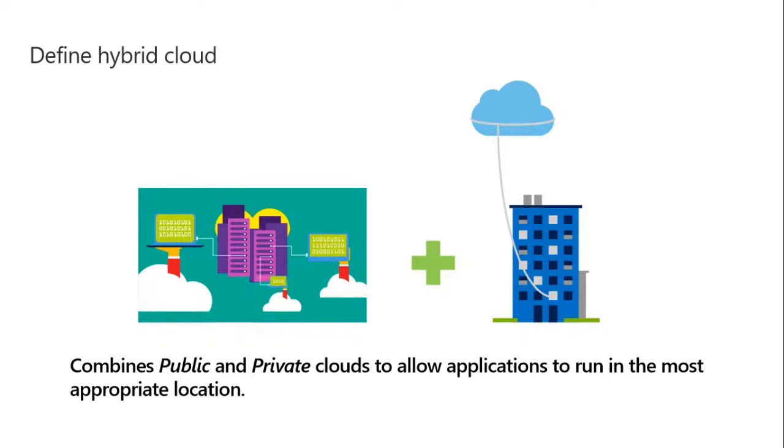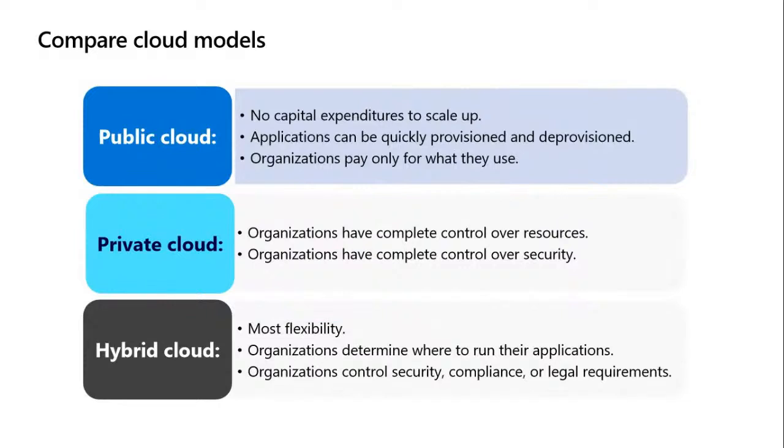So these are the types of cloud models we have in cloud computing: public, private, and hybrid. Let's compare these cloud models. For example, in the public cloud, we have three things: no capital expenditures to scale up, applications can be quickly provisioned and deprovisioned, and organizations pay only for what they use.